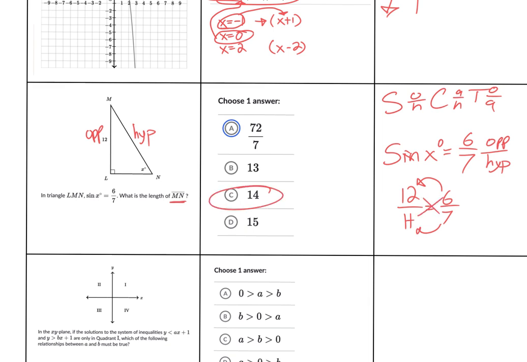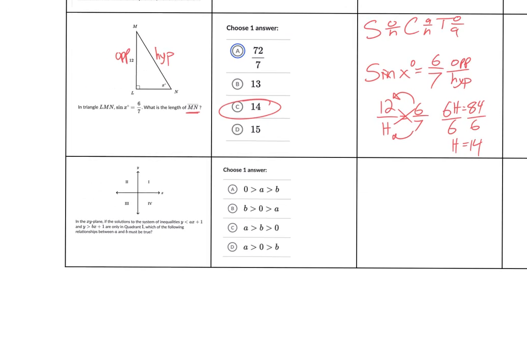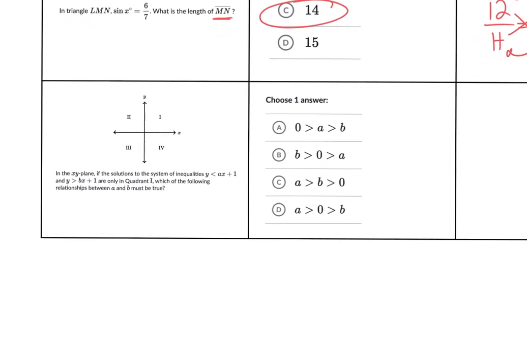Okay, if you want to cross multiply that, you may. 6h equals 84. Divided by 6, h equals 14. But if you can reason that out, that'll save you 15 seconds, and that can help on a standardized test.